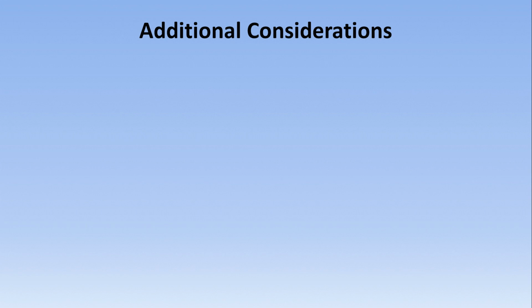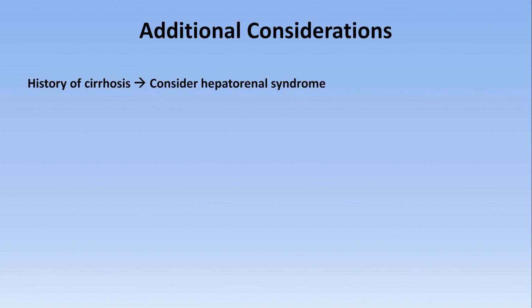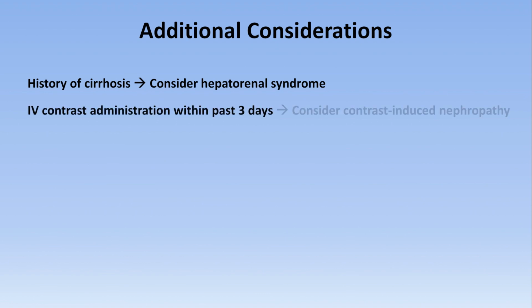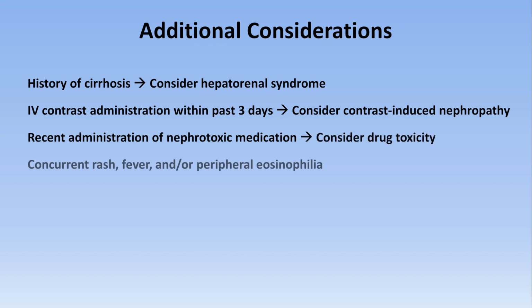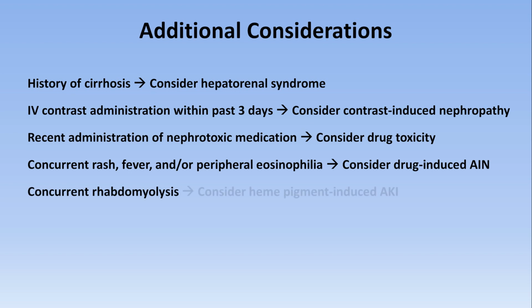Here's just a few. If the patient has a history of cirrhosis, consider hepatorenal syndrome. If they've received IV contrast within the past 3 days, consider contrast-induced nephropathy. Recent administration of nephrotoxic medications, consider drug toxicity. Concurrent rash, fever, and/or peripheral eosinophilia, consider drug-induced AIN. Concurrent rhabdo, consider heme pigment-induced AKI caused by myoglobin.